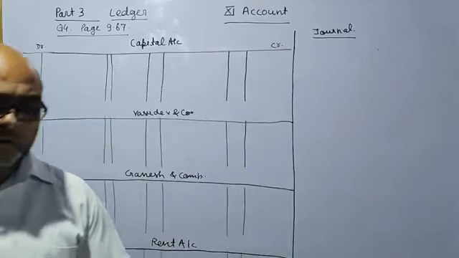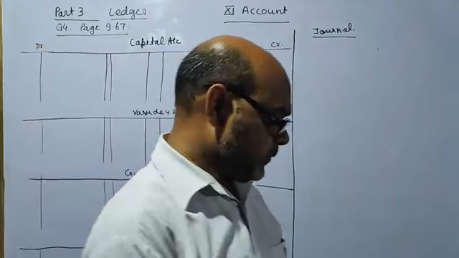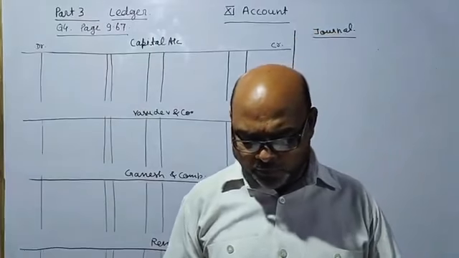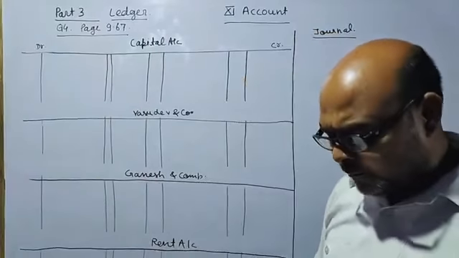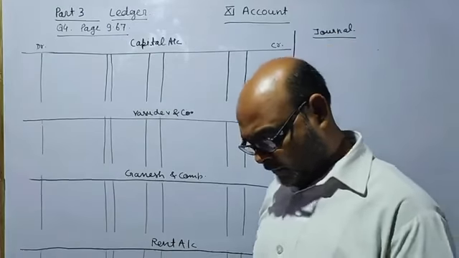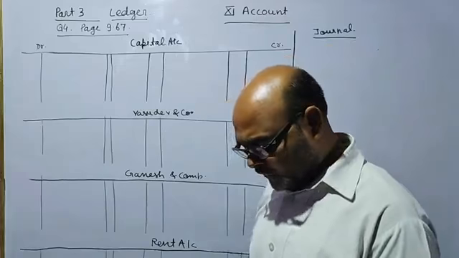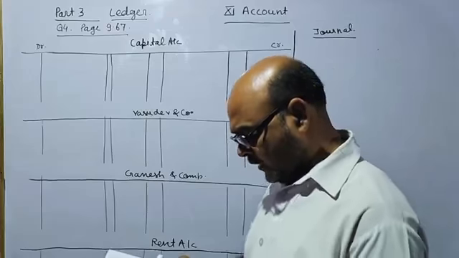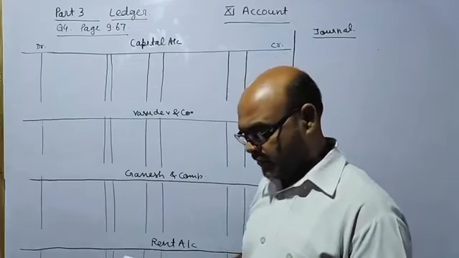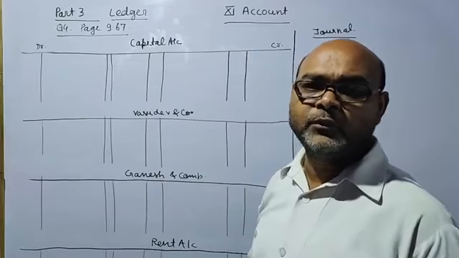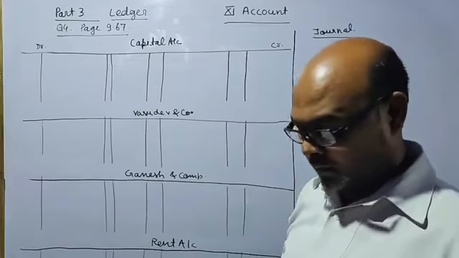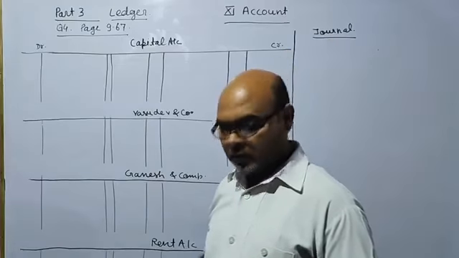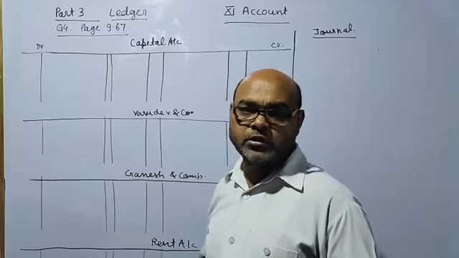See question number 4, page number 9.67. Enter the following transactions in the journal of Gopi Chand of Delhi. Post them to the ledger and prepare a trial balance. See the last line. CGST and SGST are subject to levy of 9% each and IGST 18%. So you will keep in mind, this is a question related to GST. Mostly in the examination, either in general ledger, questions related to GST come.